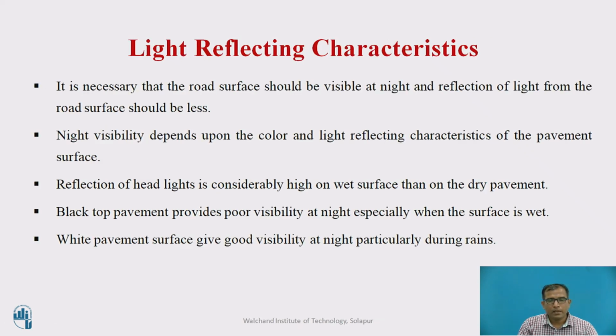Light reflecting characteristics is very important because during the night, visibility becomes an issue, and night visibility depends on the color and light reflecting characteristics. So headlight glare is considerably high on wet surface than on dry pavement. Particularly, black top pavement provides poor visibility compared to white pavement or concrete pavement. So concrete pavement reduces the glare as well as provides good visibility during the night. So these are some of the important parameters in deciding the surface characteristics.